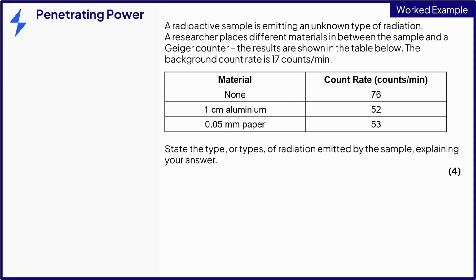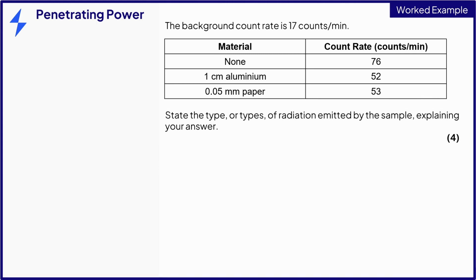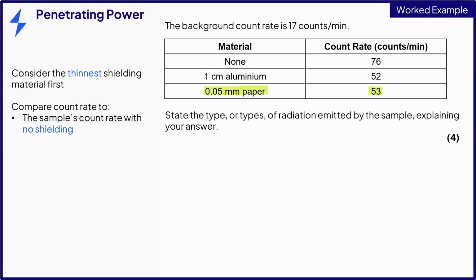First, let's highlight the command words. These are state and explain. It's always a good idea to look at the thinnest material first, which is paper here. With a paper shield, the Geiger counter records a count rate of 53 counts per minute. Comparing this to the reading without paper, 76, we can see the paper has reduced count rate. This is telling you that the paper is blocking some radiation, which hopefully you know is alpha radiation. Write that down and you've already got 1 mark.